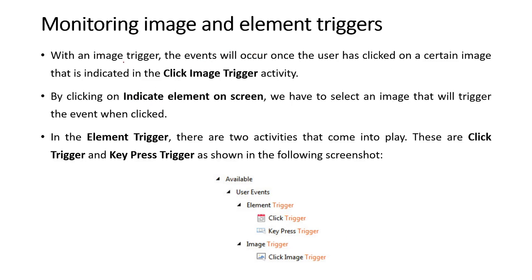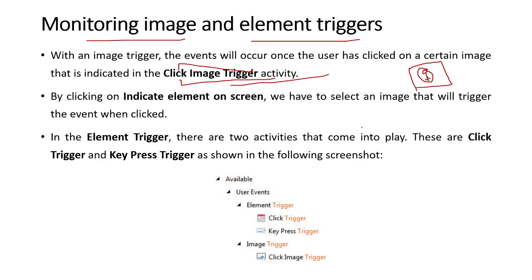Another interesting concept is called monitor image and element trigger. This is also very similar to the previous case. Previously we learned how to deal with the click trigger activity. Now we are dealing with the click image trigger activity. That's it. As the name itself says, whenever you are dealing with images, or whenever you want to perform some action when the user clicks on an image, let us assume this is an image, when the user clicks on this image and you want to perform some action, then you have to go with a click image trigger activity. That's it.